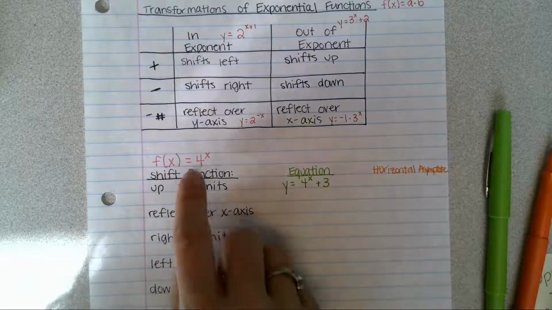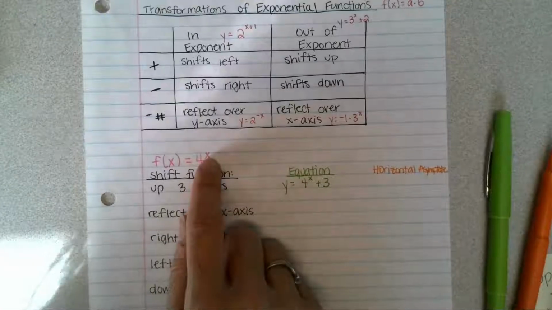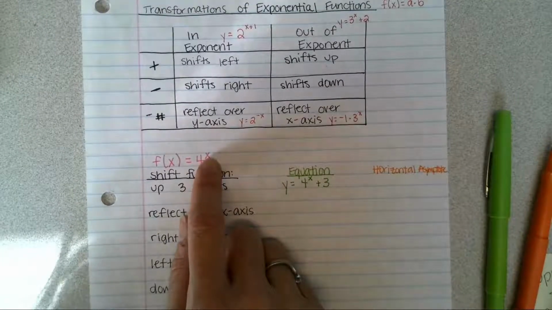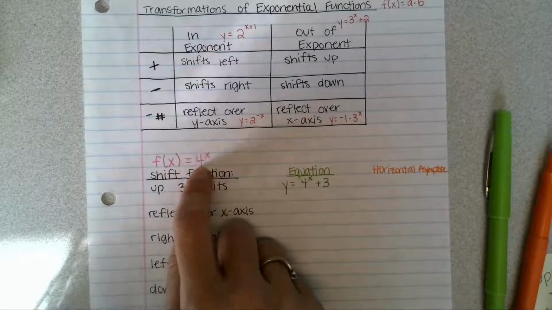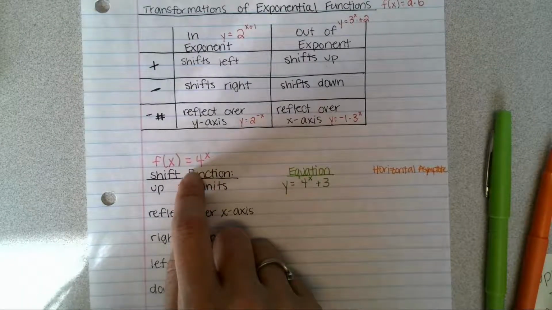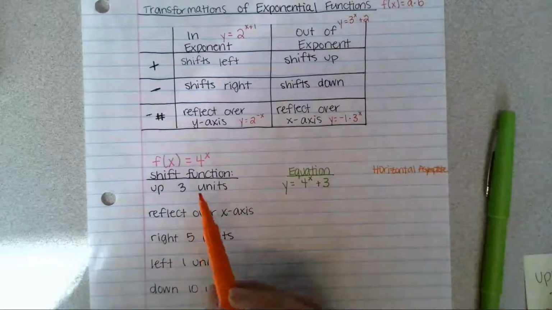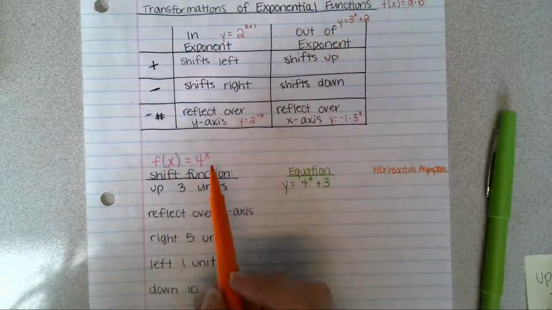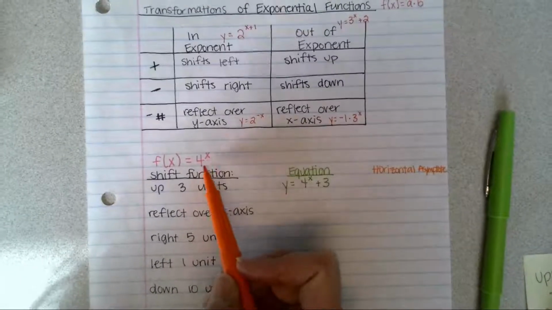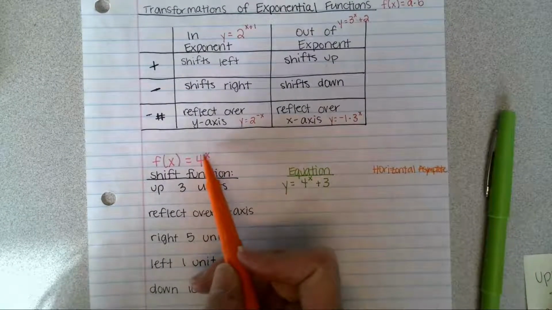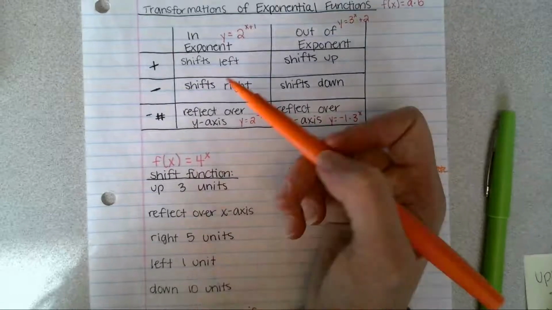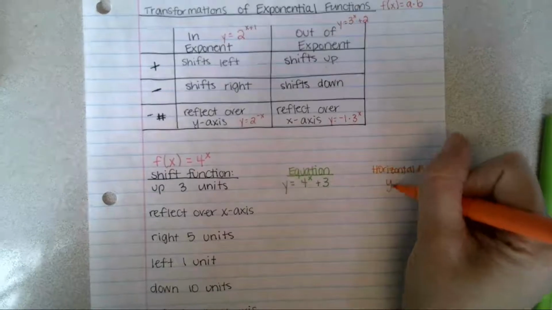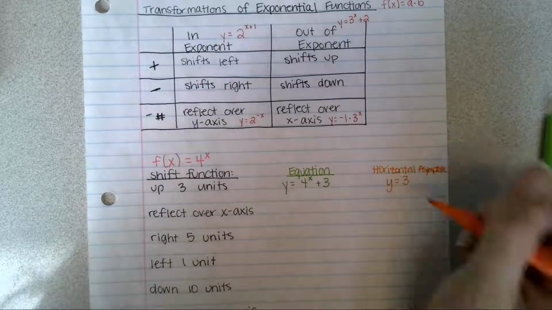Now for our original function, 4 to the x, the horizontal asymptote of this graph is y equals 0. But by taking this graph and shifting everything up 3 units, I've also taken this horizontal asymptote of y equals 0 and shifted that up 3 units as well. So my horizontal asymptote has become y equals 3.